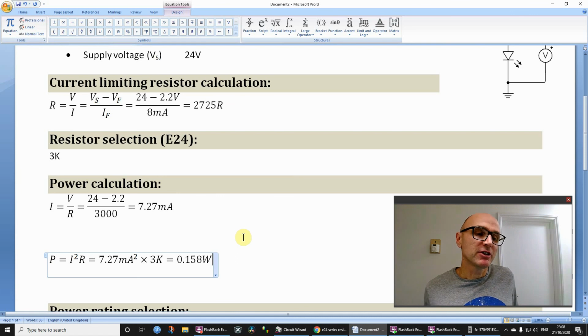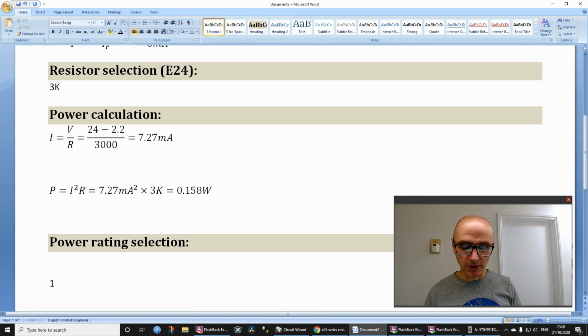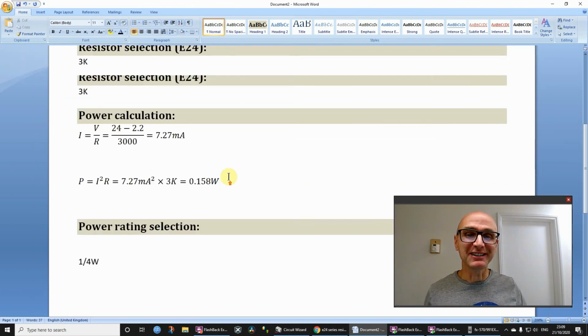If you're one of my students in a classroom, we've only got quarter watt resistors for general use. Quarter watt, in other words 0.25 watts, is plenty enough for this, isn't it? Because this is only going to dissipate 0.158 watts. So you'd need to have a small mention somewhere to say that the quarter watt resistor is perfectly fine because it exceeds the calculated power that will be dissipated. I hope that's helpful to people.